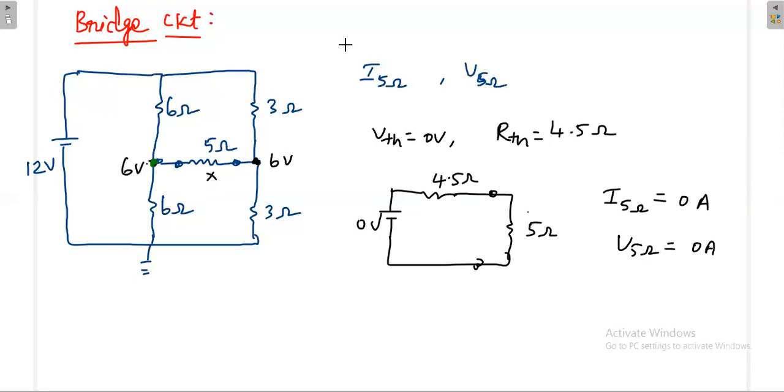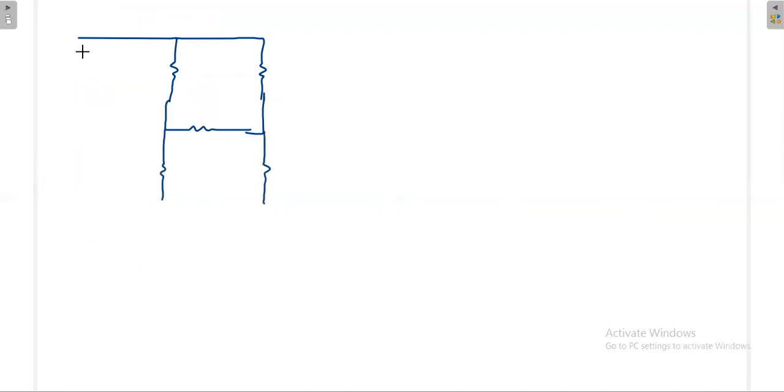Now let's see. I can directly give you the bridge condition, that's okay, but you should know how it operates. Then only you can apply it in the exam. That's why I am first taking different conditions. Later I will give you the formula, and on what basis it works.